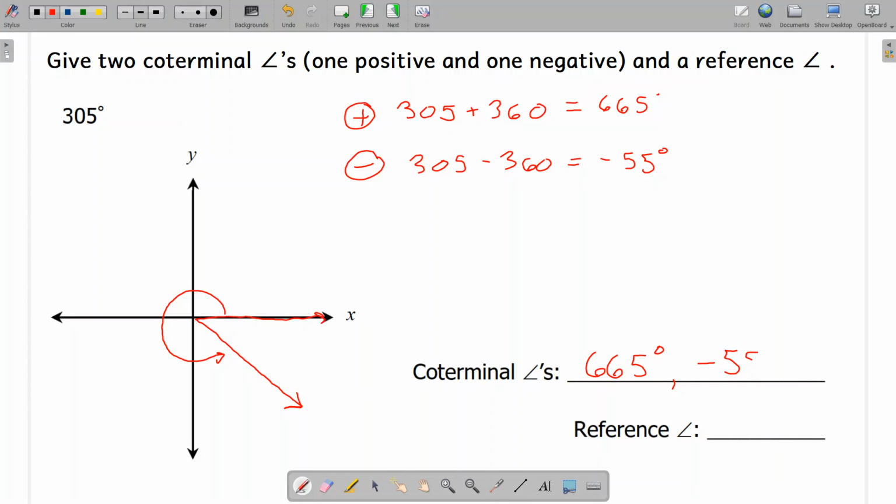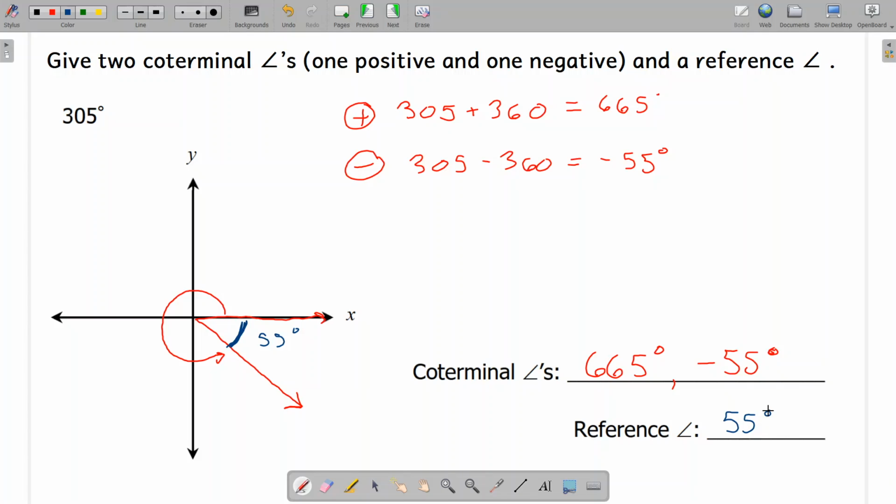Now, a reference angle has two requirements. It has to be positive and it has to be acute. And it's really just the measurement from the terminal side back to the x-axis. So that right there in blue is our reference angle. Remember that we had a 305 degree angle. To get back to the x-axis here, we would have to go 55 more degrees. So that is my reference angle.